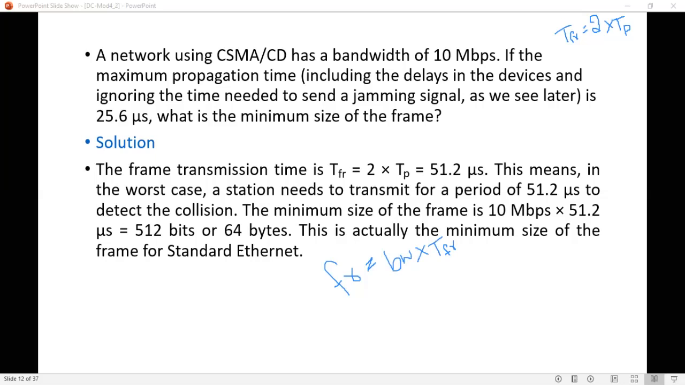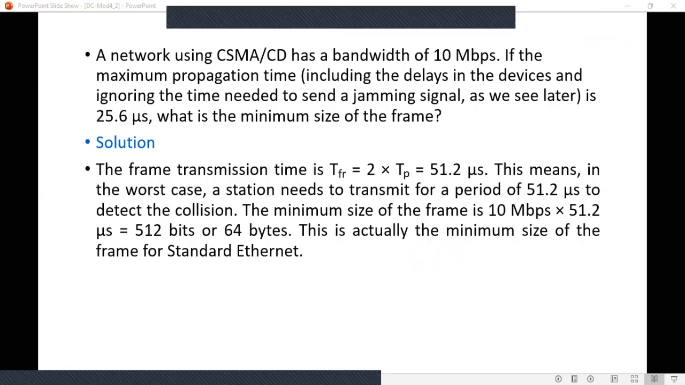51.2 microseconds, which is equal to 512 bits. That is your frame size, 512 bits, or divided by 8, that is 64 bytes is your frame size. Total frame size should be 64 bytes, then only you can detect the collision.